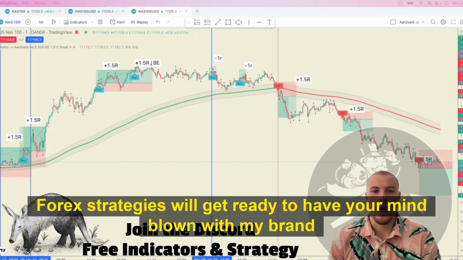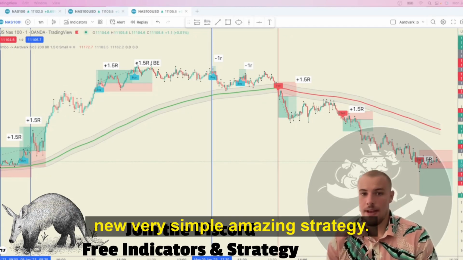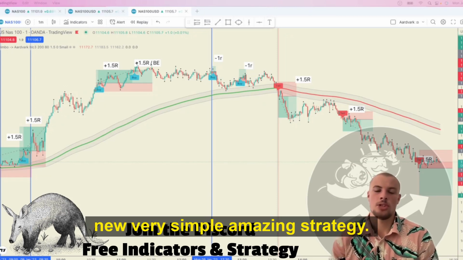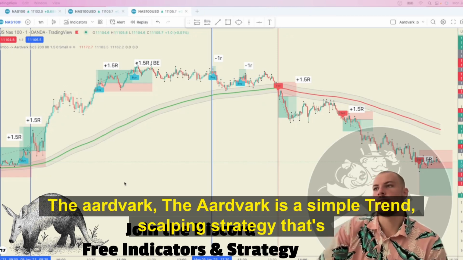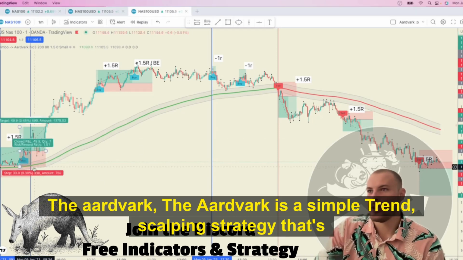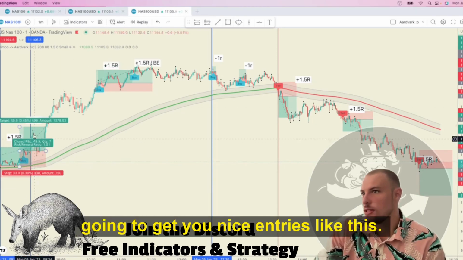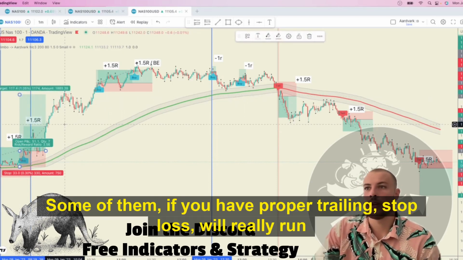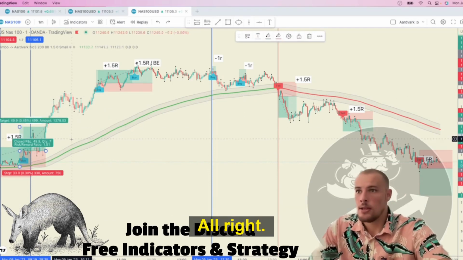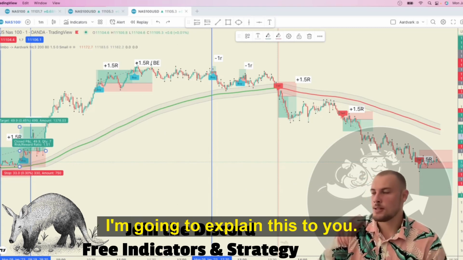Well, get ready to have your mind blown with my brand new, very simple, amazing strategy, the Aardvark. The Aardvark is a simple trend scalping strategy that's going to get you nice entries like this. Some of them, if you have proper trailing stop loss, will really run your bag up. All right, so look, sit back, relax. I'm going to explain this to you.